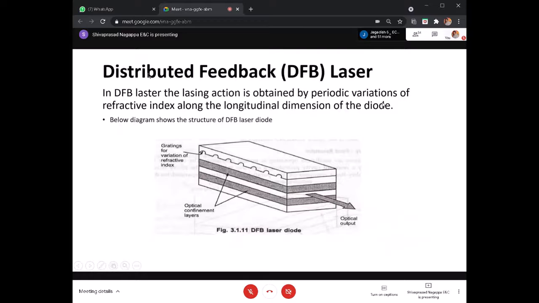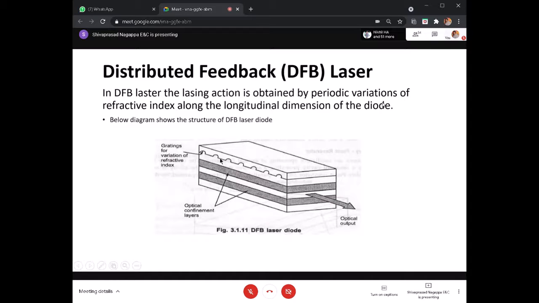So here, the distributed feedback laser. In this DFB distributed feedback laser, the lasing action is obtained by the periodic variations of the refractive index. All the rest is the same. Here you can see the Bragg gratings. This fabrication is similar to the previous one. The only thing is that here it is obtained due to the periodic variation in the refractive index.